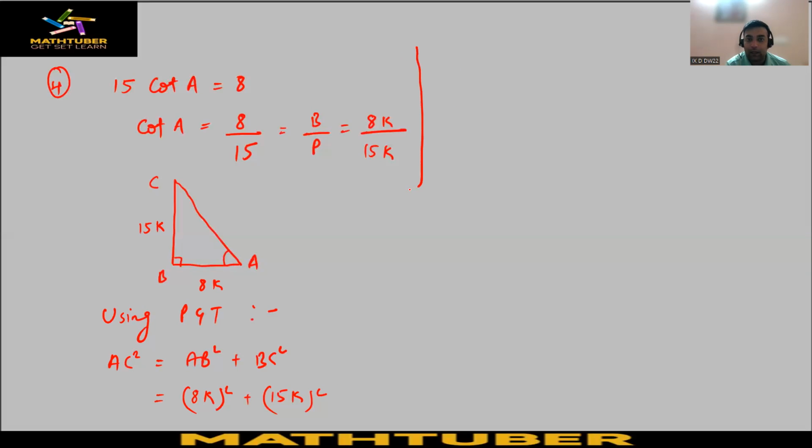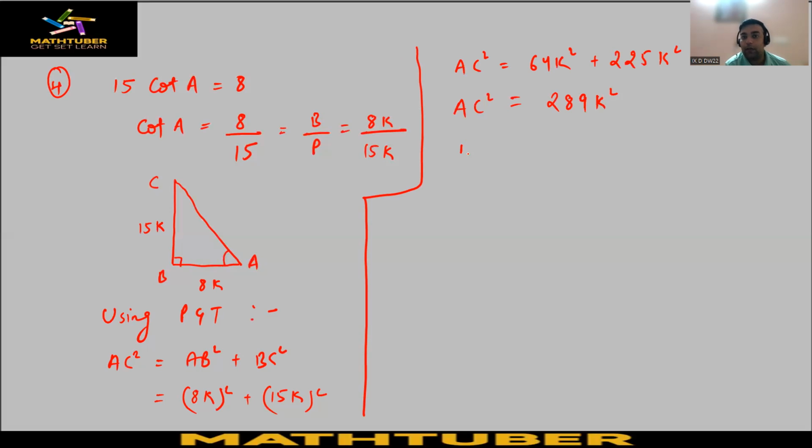and that will be equal to AC square is equal to 64k square plus 225k square, and if we add them, it will be 289k square. So AC will be equal to under root of 289k square, that will be equal to 17k. So we got the value of hypotenuse as 17k, and now we want to find out the values of sine A and sec A here.